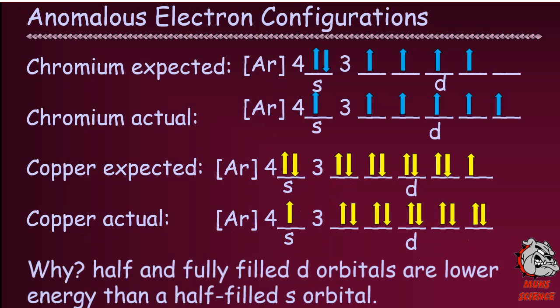And this is the important part. Well, it turns out that half and fully filled d orbitals are lower energy than a half-filled s orbital. So when you have the fully filled d's, it's lower energy to have that s orbital half-filled and the d's fully filled, or the d's half-filled and the s orbitals half-filled. The actual ones are lower in energy than the other ones. That's how nature works. Nature tends towards lowest energy levels, and this is the basic explanation for why you would encounter these. If you have any questions, let me know.